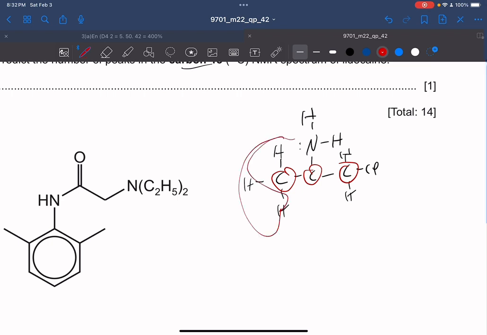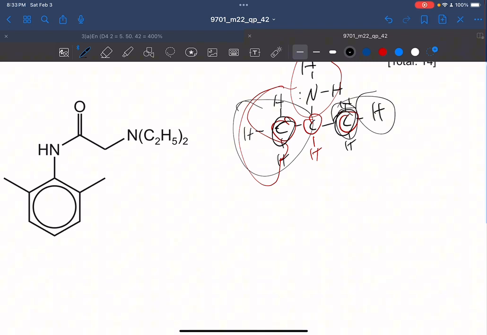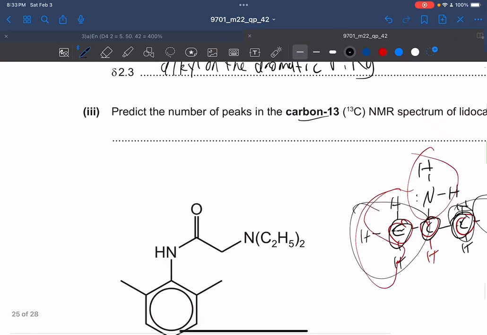Reason: this one has 3 hydrogens, this one has an NH2, this one has a Cl. They're all different. If I were to make this H, these two would be identical. Sorry, these two would be identical. So that's going to mean that you only have 2 peaks here. This is one type, these 2 are the other type. So we're going to apply that same principle.